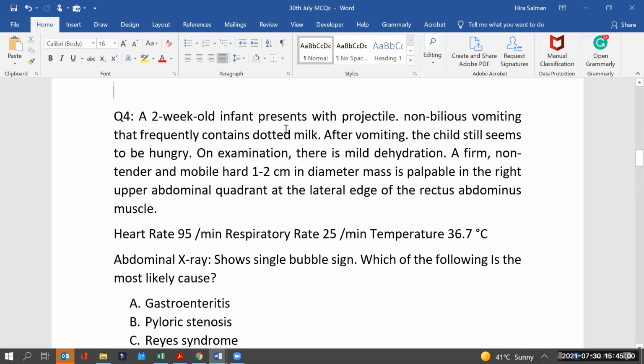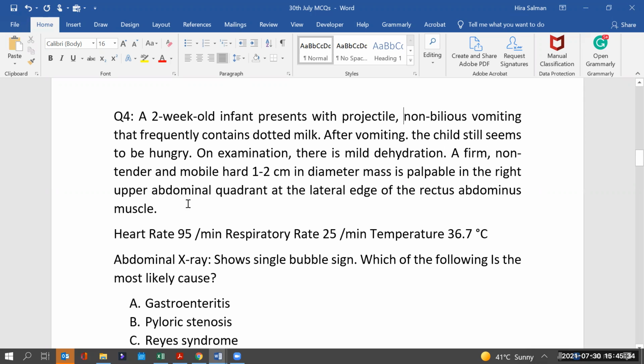A 2-week-old infant presents with projectile non-bilious vomiting. Whenever the words projectile non-bilious vomiting are there, you will always think about pyloric stenosis. The vomit frequently contains curdled milk. After vomiting, the child still seems to be hungry. That is again a sign. Once the child feeds, it will vomit and then feel hungry, so you have to feed him again, and then again he will vomit, and then he will again become hungry. On examination, there is mild dehydration. Of course, vomiting is intermittent, so the baby must be a little dehydrated.